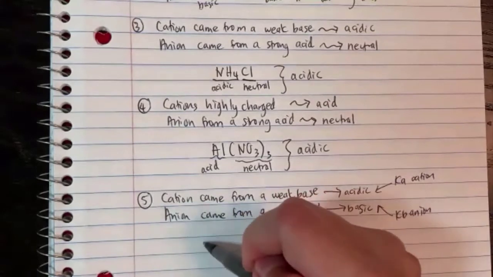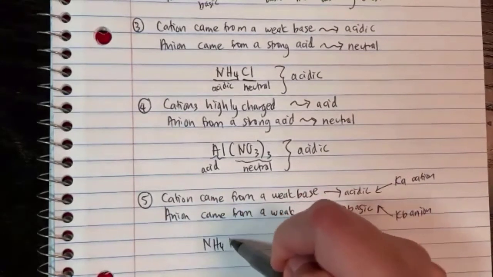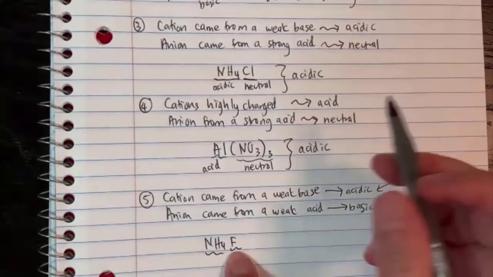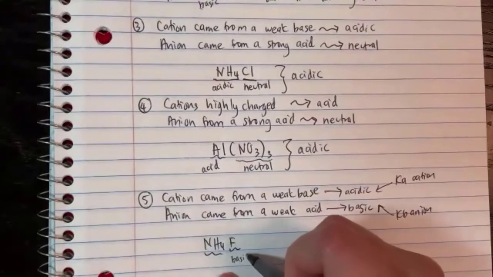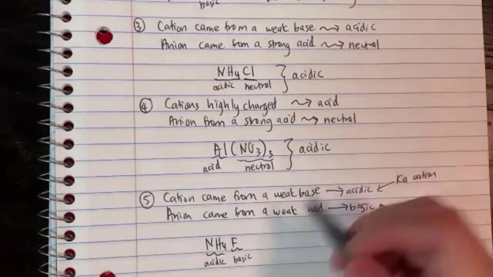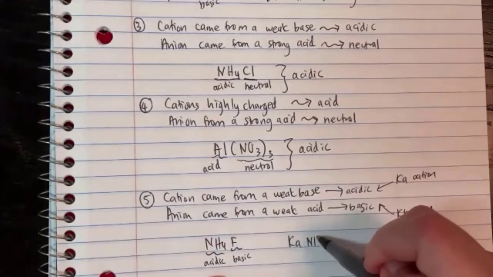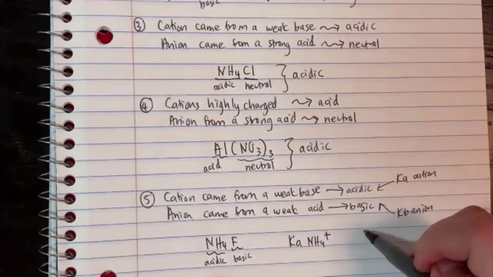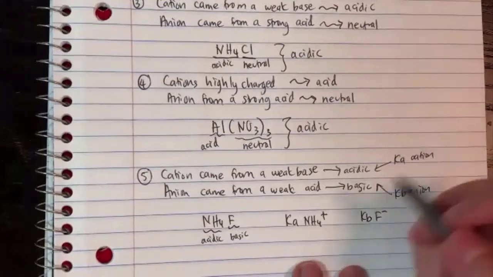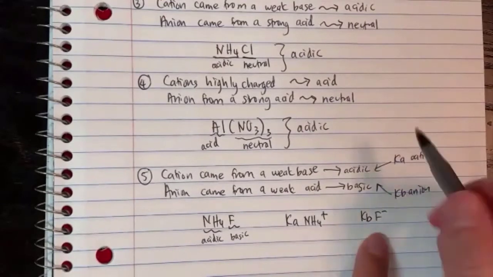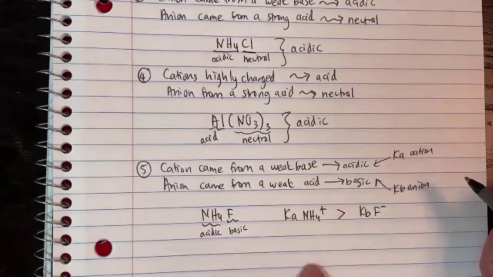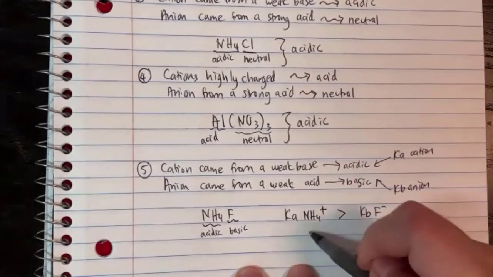So in this case, if we have NH4F, this one came from a weak acid, so it's slightly basic. This one came from a weak base, it's slightly acidic. So you have to calculate the Ka of NH4 and then compare it to the Kb of F negative. Once you calculate it, we will actually be doing that on the next page. You see that the one that's bigger, in this case ammonium, so it will be acidic.